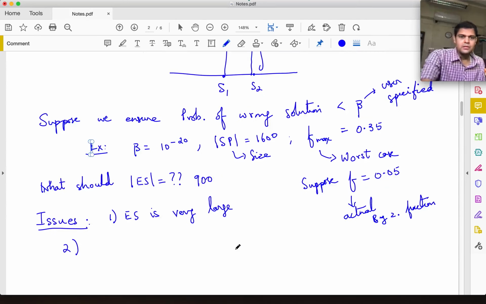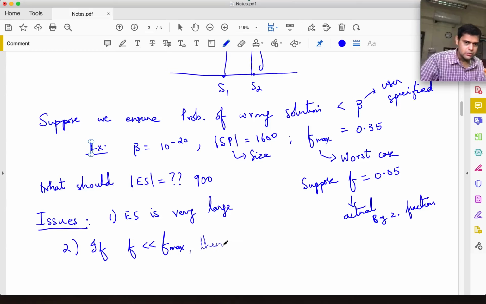So if the actual fraction is much smaller than the maximum that we assume, then a much smaller execution set size would suffice.